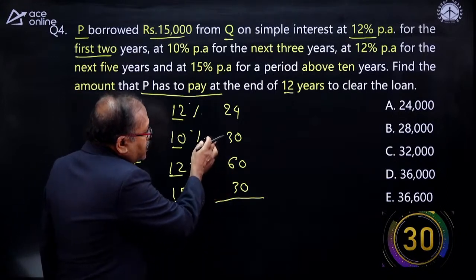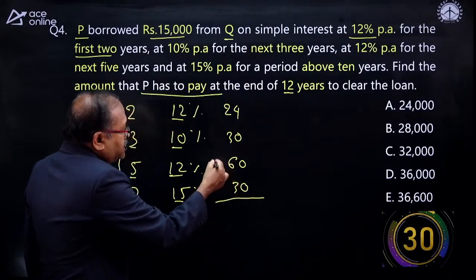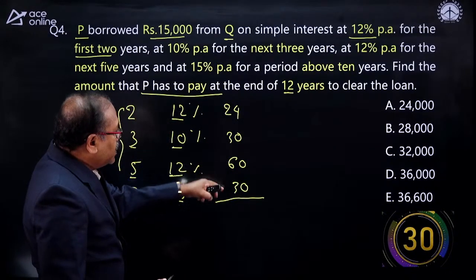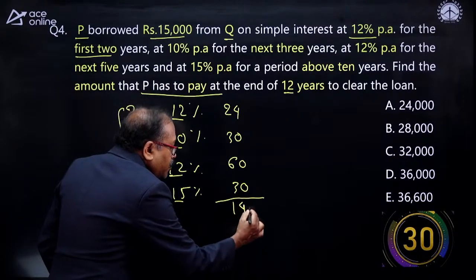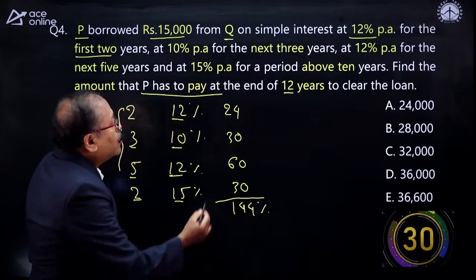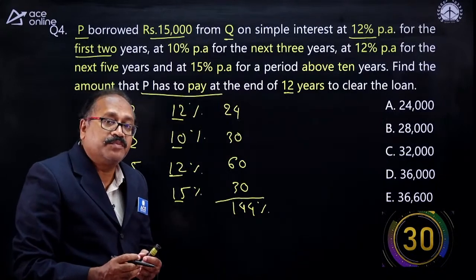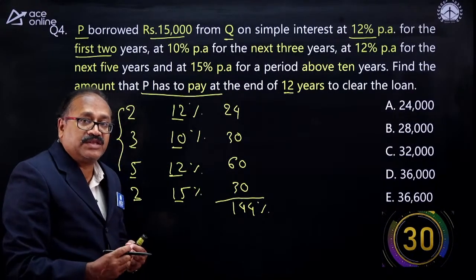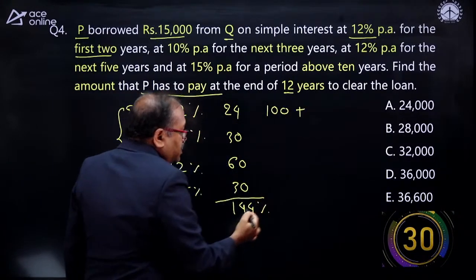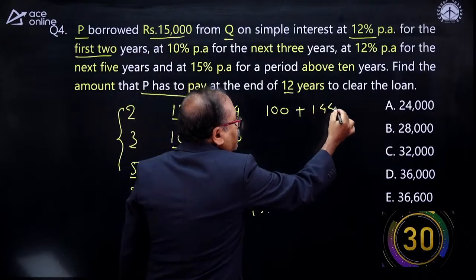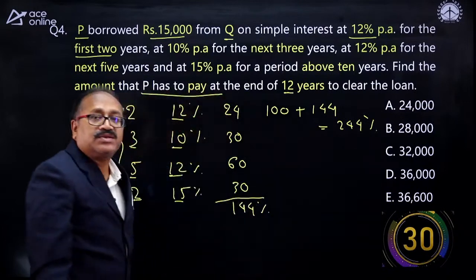So this is 90 and 90, 114. Am I right? 60 and 60, 120, 120 and 24. That comes to 144% interest. So how much does he have to pay to clear the loan? That means I need to add the 100% principal also. So the total I need to pay is 100% principal plus this interest, 144. So the total is 244% of the principal to be paid.